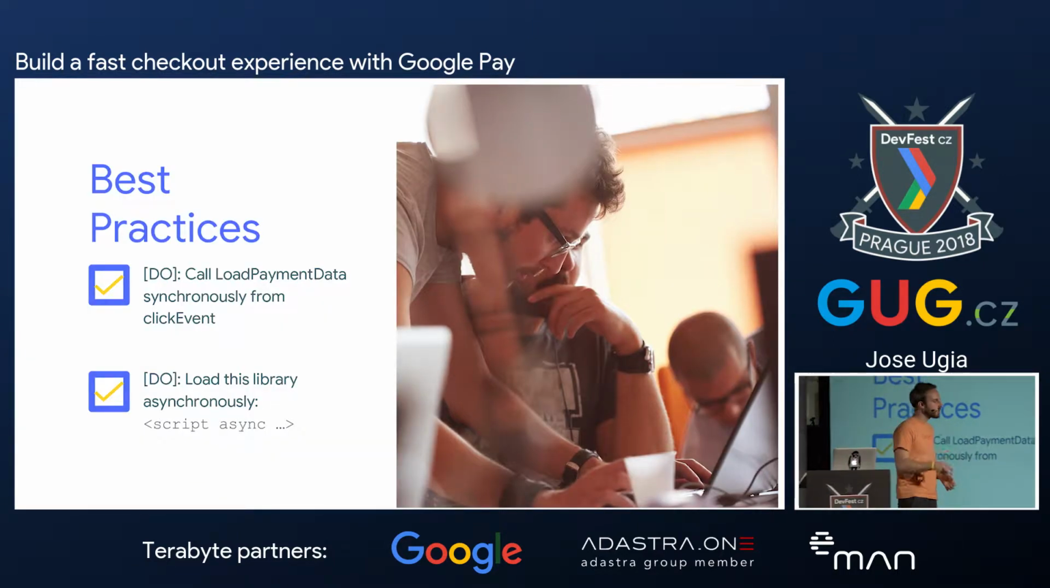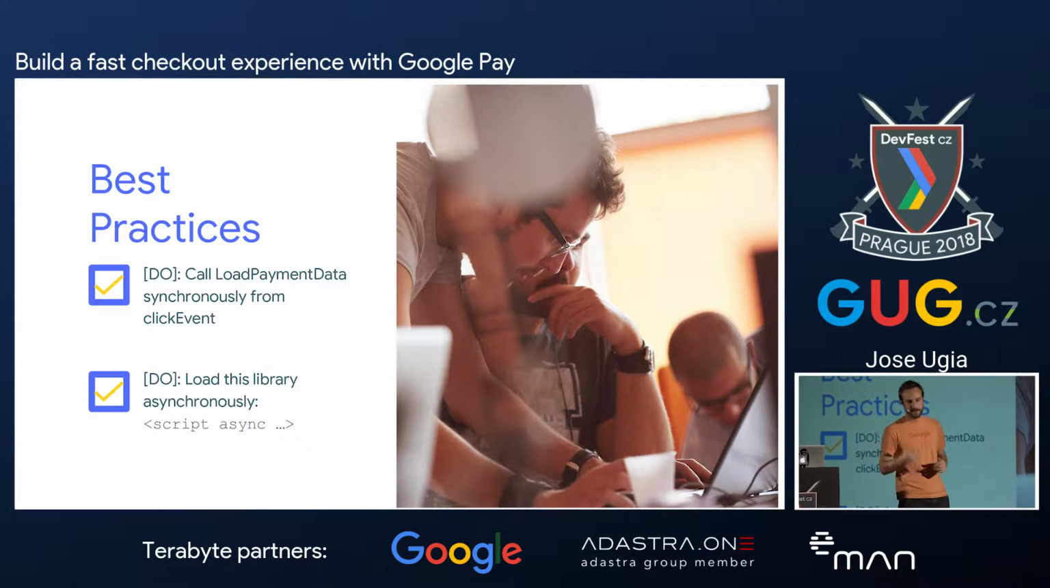Two really important things to remember when you implement this. The first one: try to call the load payment data API, when you are loading the payment sheet for the user to select the card, for example, in a synchronous way and as a response of a user action, right? So call this when the user is clicking a button or interacting with the keyboard, for example. Why is that?